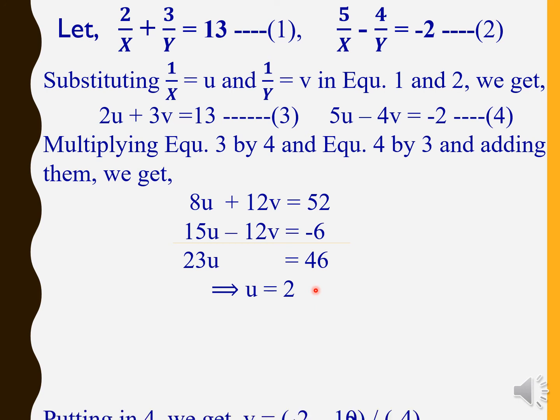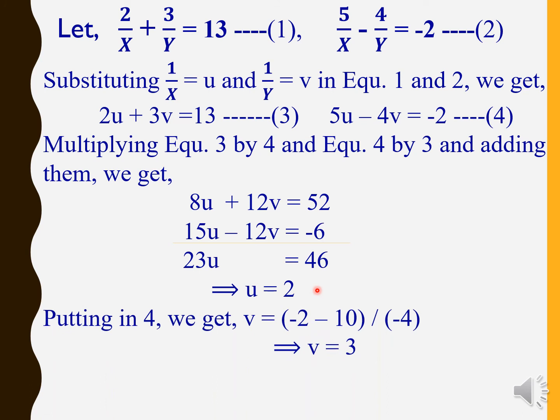Next, taking this value of u, we can put it in equation 3 or 4. If you put it in equation 4, we get v equals (-2 minus 5u) divided by -4. Since u equals 2, 5 into u is 10. So -2 minus 10 divided by -4 is equal to 3. Hence, we get the value of v as 3. So we have got the solution u as 2 and v as 3.